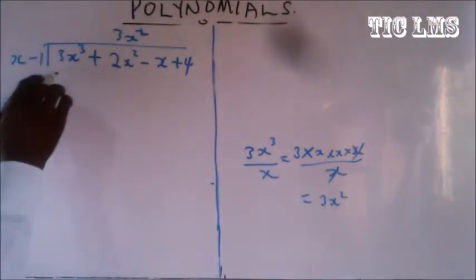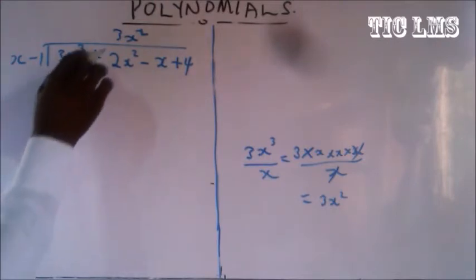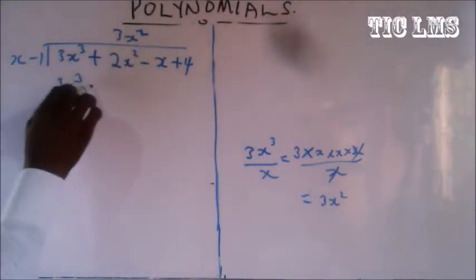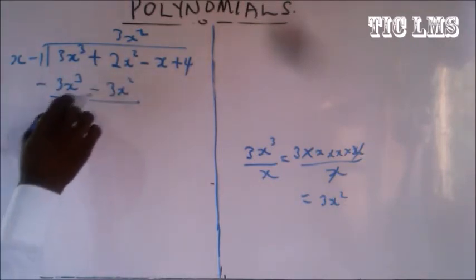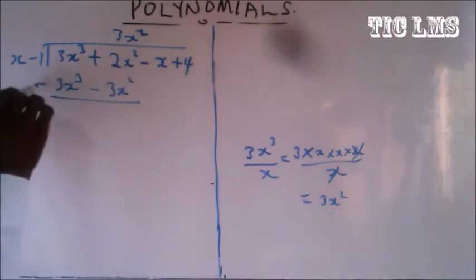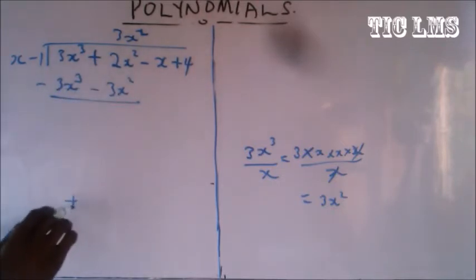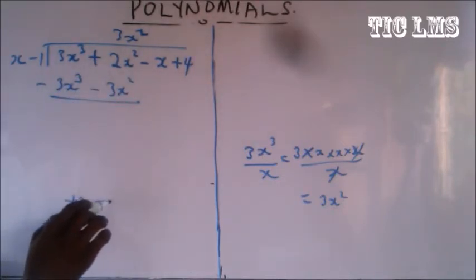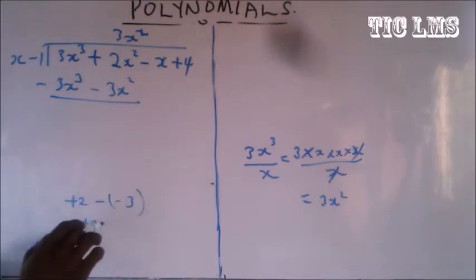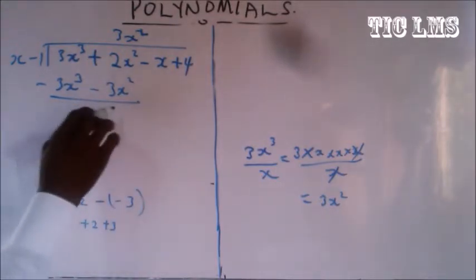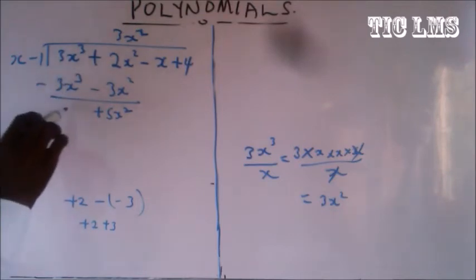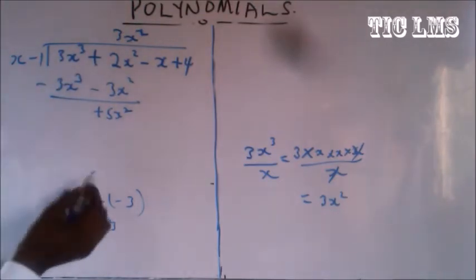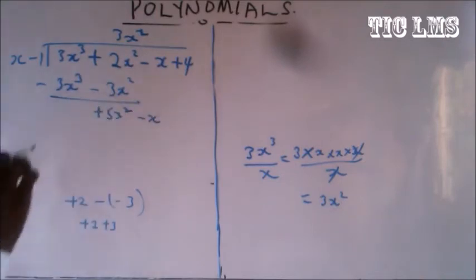3x squared times x gives 3x cubed. Then 3x squared times minus 1 gives minus 3x squared. Subtract. Plus 2x squared minus 3x squared, that is plus 2 minus minus 3. This means plus 2 plus 3. And so that gives plus 5x squared. And then 3x cubed minus 3x cubed, we are left with 0. So we may not write anything. We bring down this minus x.